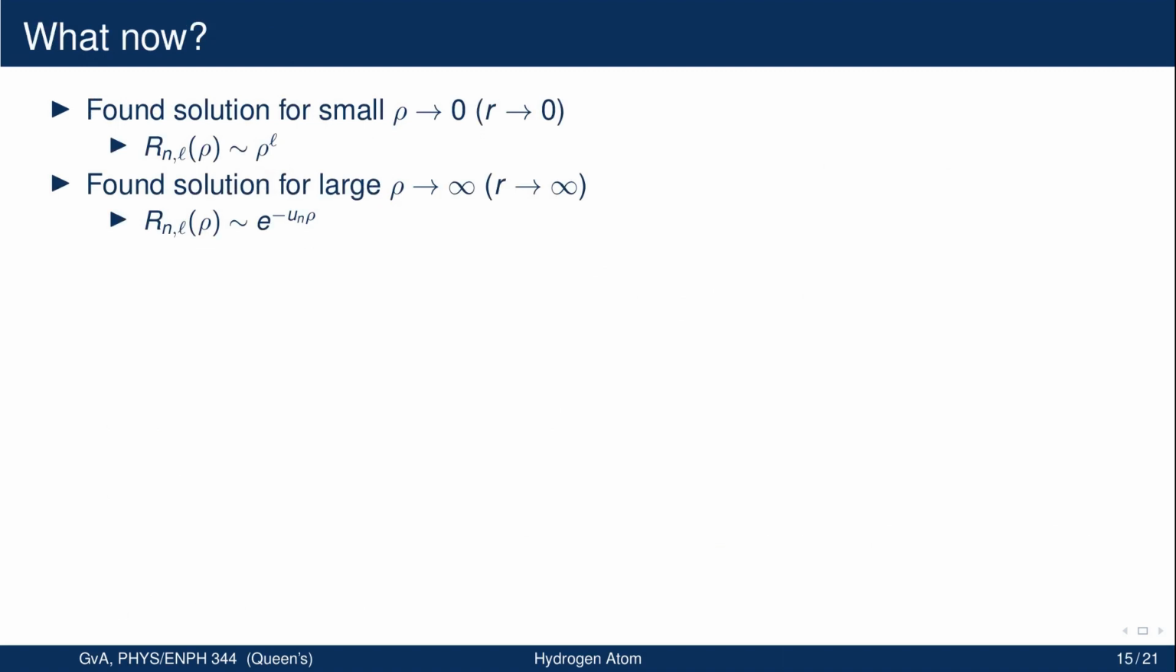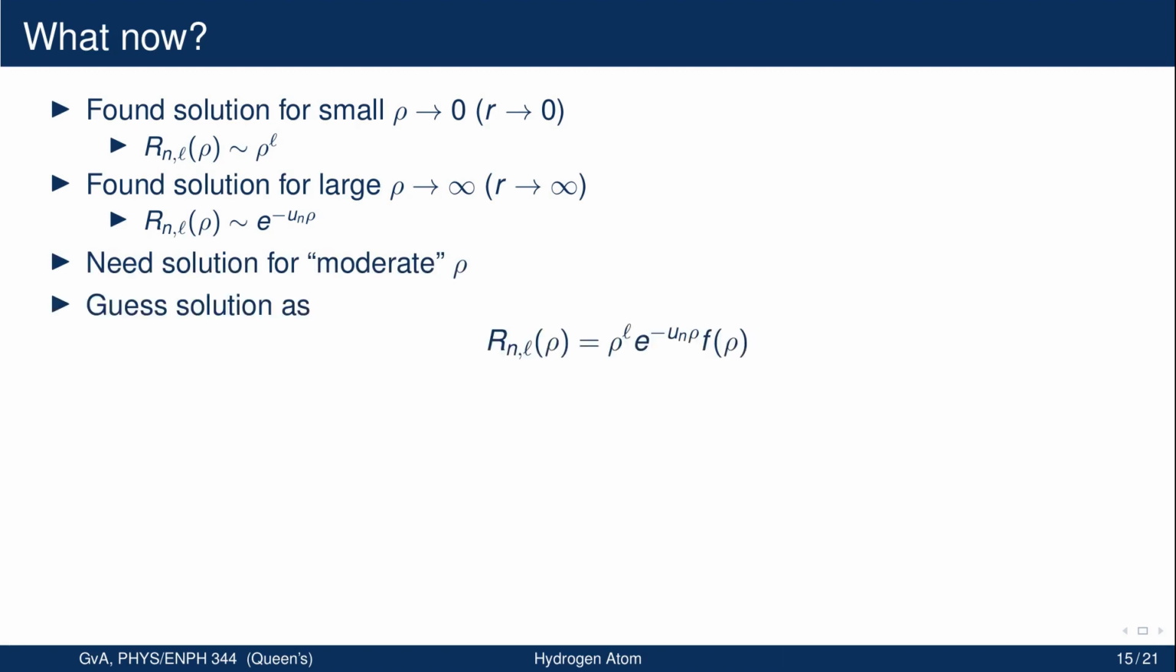What should we do now? Well, we found the solution for small rho is capital R goes like rho to the L. We found the solution for large rho that capital R has to fall off exponentially. We need the solution for moderate rho, or rho's in between. We're going to guess a form of the solution that looks like this. This form takes capital R as the product of the form for small rho, the form for large rho, with some function f of rho in between that's going to allow us to interpolate between these two extremes.